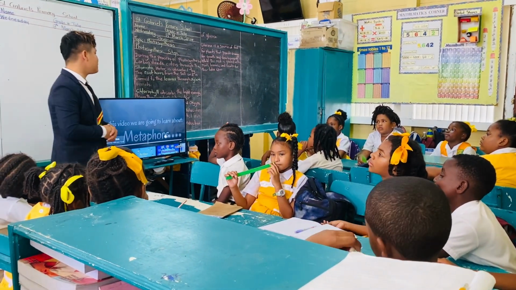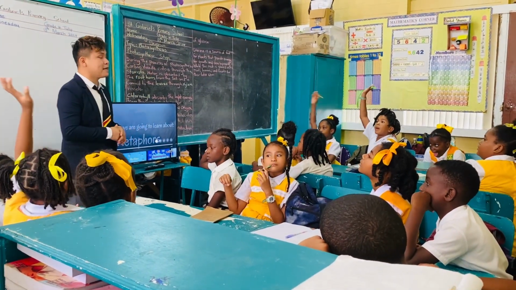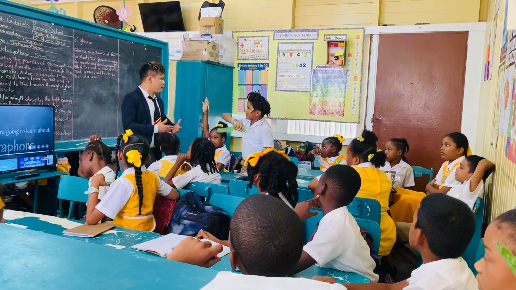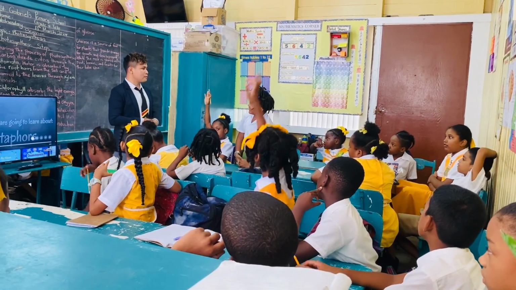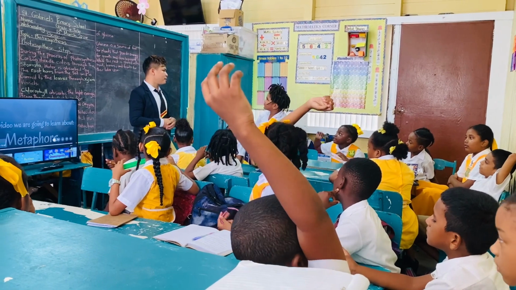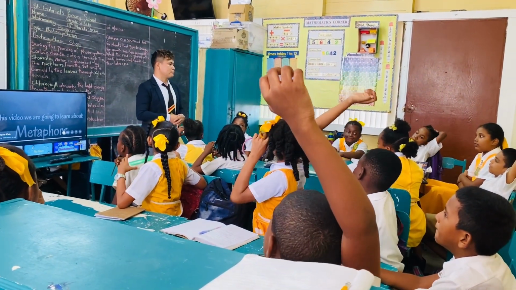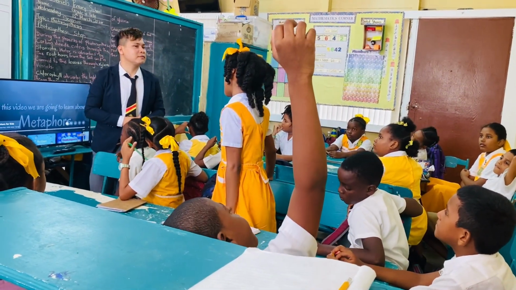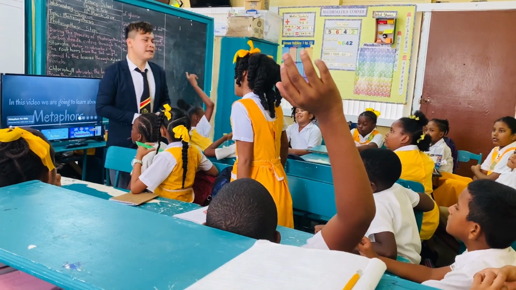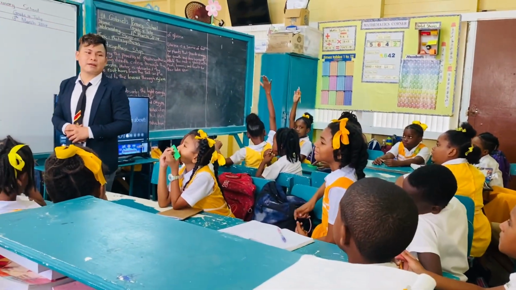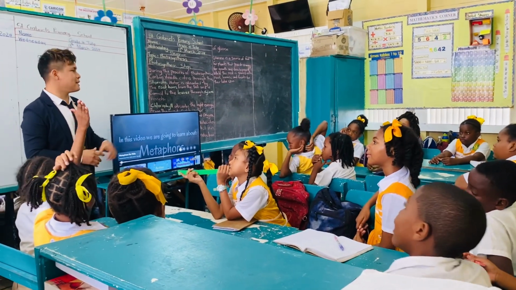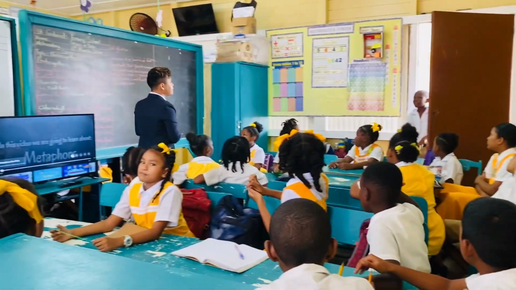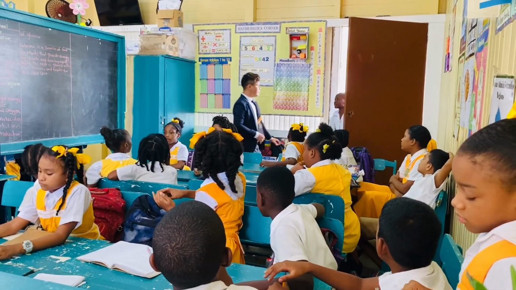For example, what are some of the things that they compare? What are some of the examples they gave in the video? Yes? But you have to say what's the comparison. What comparison did you use there? Alright, Sid, we'll come back to you. Yes, Daria? Gentle as a lamb. So which word did they use to compare here? As. Very good. They use the word as there to compare gentle and a lamb.